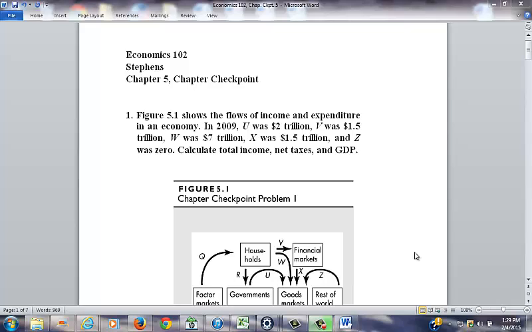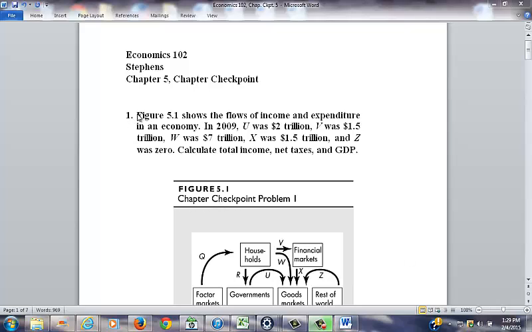I'd like to go over the checkpoint questions in Chapter 5. Typically in the on-ground class, we would first look at the problems and solve them in groups or individually in class, and then present the answers to the class and determine the methods on how to best solve the problems. So you might want to first try these problems on your own and then check my answers.